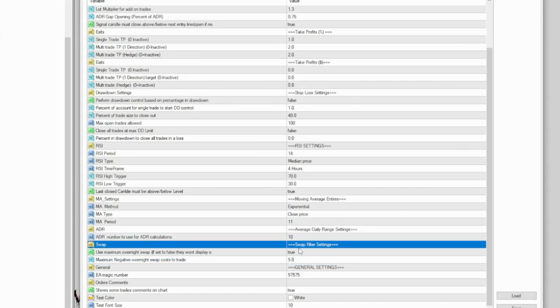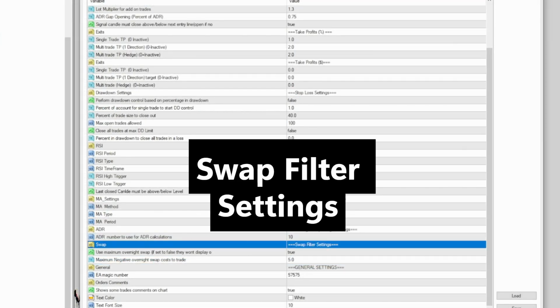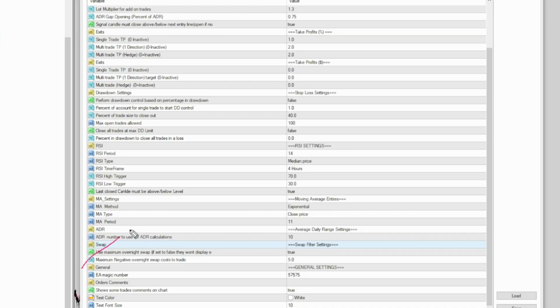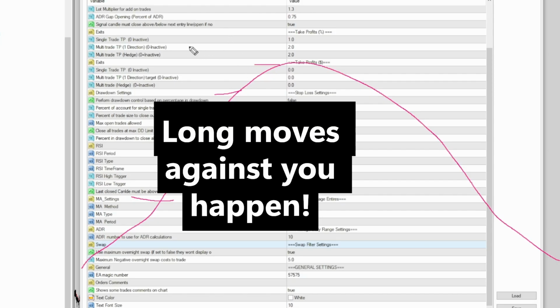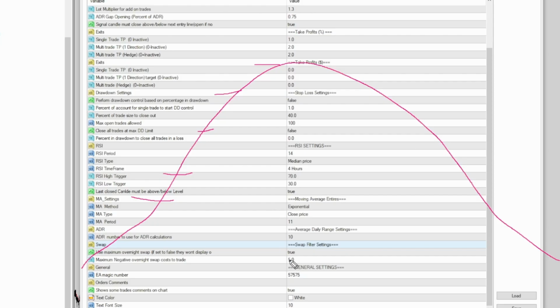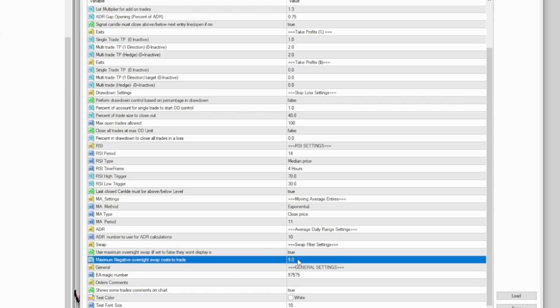Last but not least, we have a swap filter. When we get stuck in positions that keep moving against us for a long time, if we're in this for shorts and we're stuck in it for like 2 months and we're paying expensive swap fees on whatever currency pair it is, it's not going to be good. It's going to take you longer to get out if you're paying these fees over the 2 months. So you can choose not to pay expensive swaps. If you set this to true, you can choose the amount and the bot will not take trades.